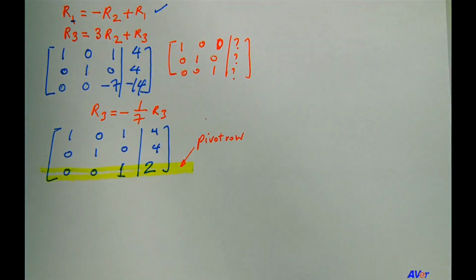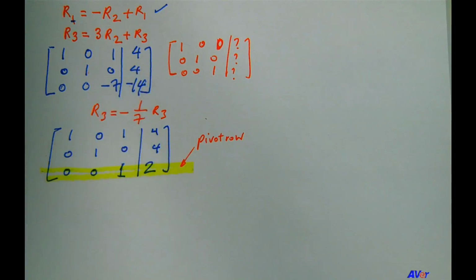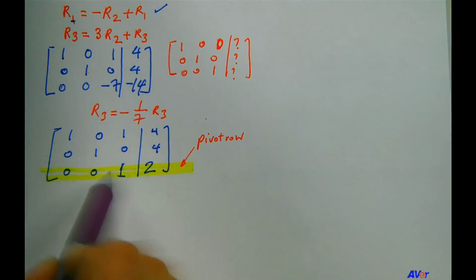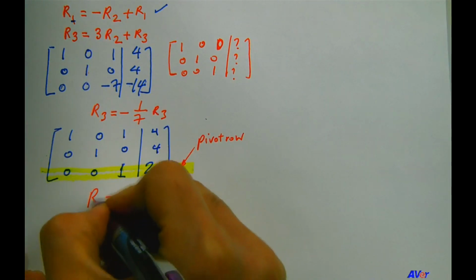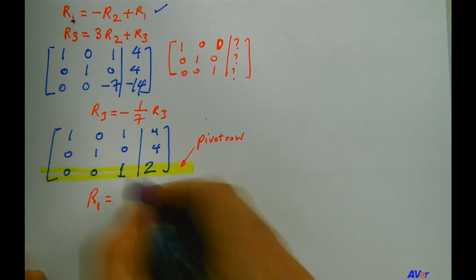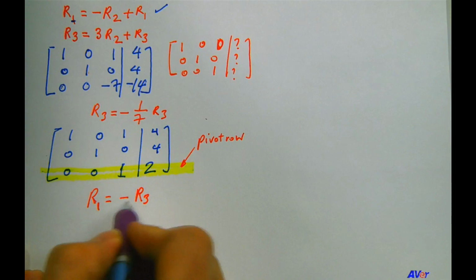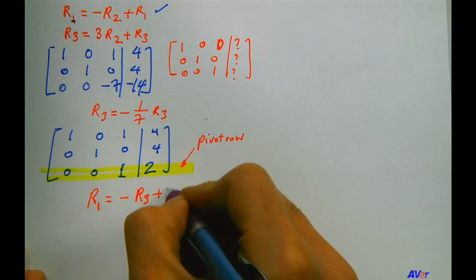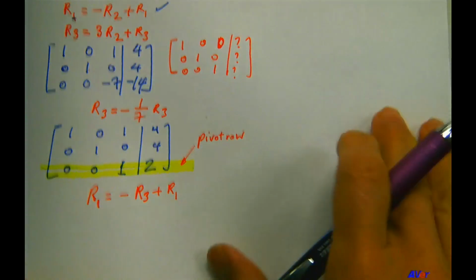Well, where is the -1 going to come from? It's going to come from multiplying the pivot row by -1 and adding it to the first row. So multiply the third row by -1 and add it to the first row. Let's do that. So row 1, which is the row we're changing, right? Because that 1 is in row 1. Row 1 is equal to -1 times row 3, plus row 1. Okay? Great.